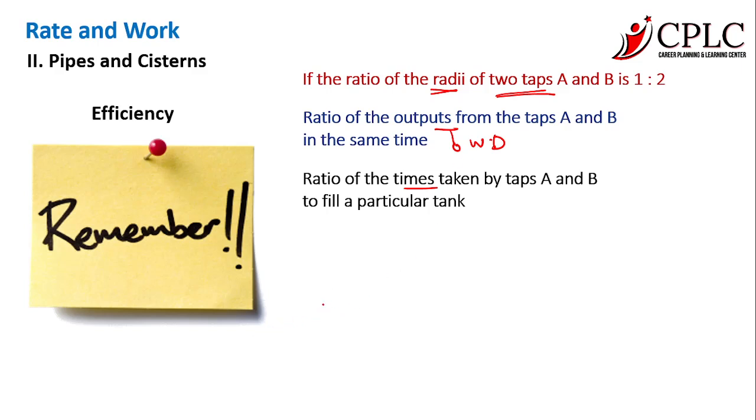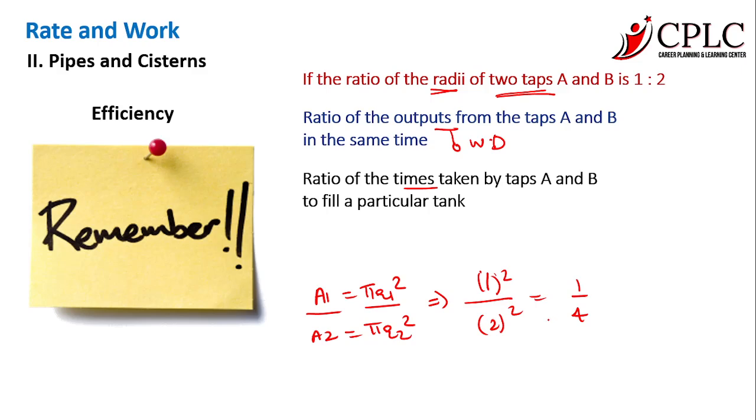Area of circle, the formula that probably you would have done in school is pi r square. So area of the first tap is, we can say, pi r1 square. Area of the second tap is, let's say, pi r2 square. And we have to take the ratio. So we'll also divide them. So pi gets cancelled. R1 square to R2 square. Radius is given 1 and 2 respectively. So 1 square is 1, 2 square is 4. So I think the ratio of output should be 1 is to 4. This is the reason for that.